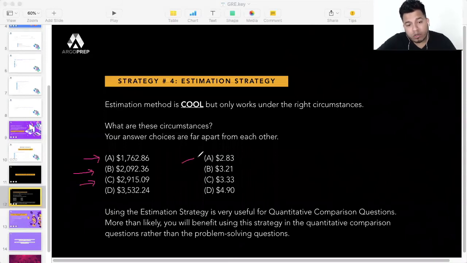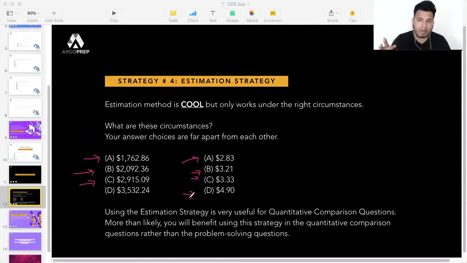Now, as opposed to here, A, B, C, D, where answer choice B is 3.21, answer choice C is 3.33. Yikes, those are very close together, and automatically I know that it's too close together. I should not use the estimation strategy. That will probably not help me. Right? This is probably some kind of fine calculation. So I need to either do my calculations on paper, or mental math, or on my calculator, of course. Okay, that's the estimation strategy.